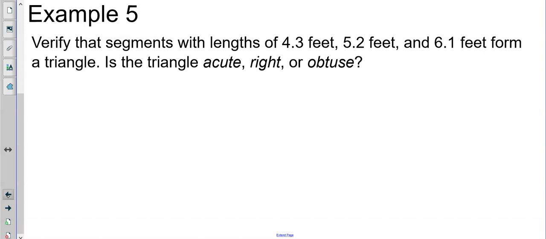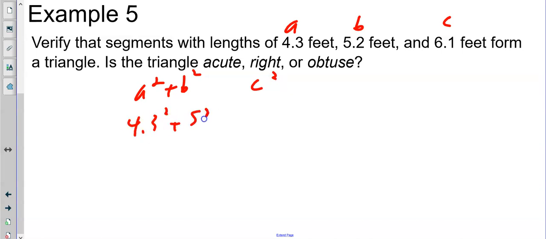All right. So remember, it doesn't matter A and B. Those are interchangeable. But this is the longest side, so it has to be C. So we're going to do A squared plus B squared and C squared. We're not really saying equals. We're just comparing. So 4.3 squared plus 5.2 squared and then 6.1 squared and see what we get.